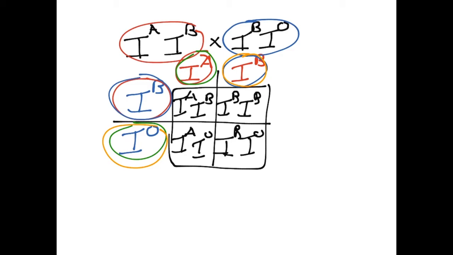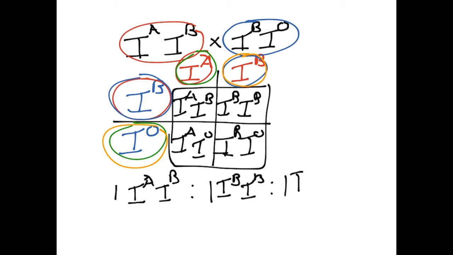So our genotypic ratio would be 1 IAIB to 1 IBIB to 1 IAIO to 1 IBIO. So that's genotypes, genotypic ratio.